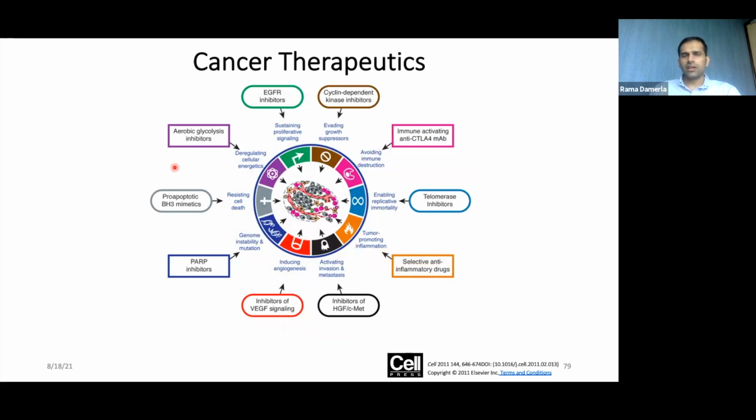Based on the different hallmarks, researchers have also designed different drugs based on which hallmark they want to target. We all know there's immunotherapy. These are immune activating antibodies. There are telomerase inhibitors that inhibit cell division, so that the cells don't replicate indefinitely.